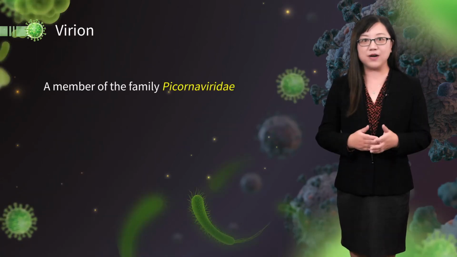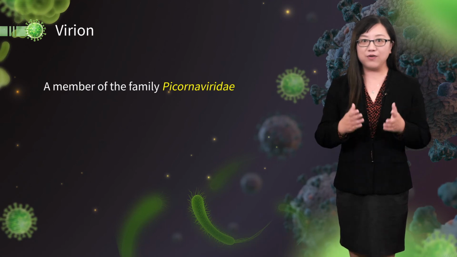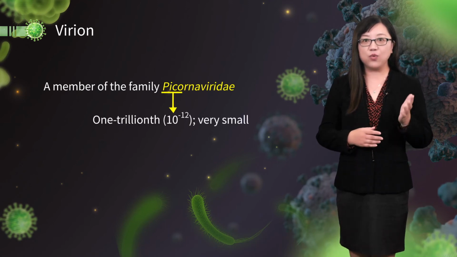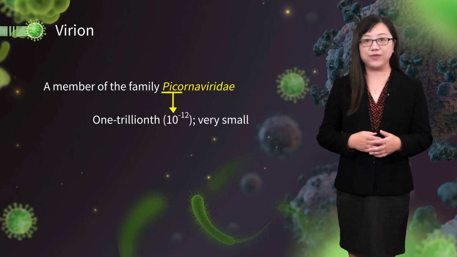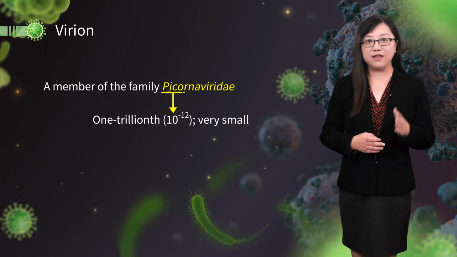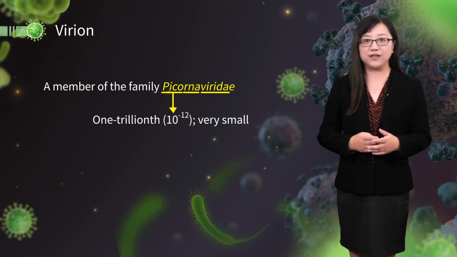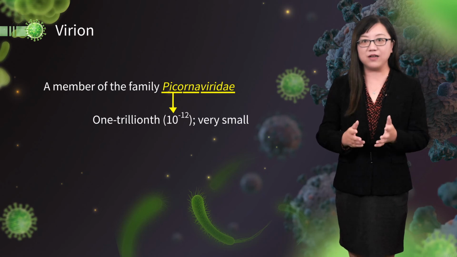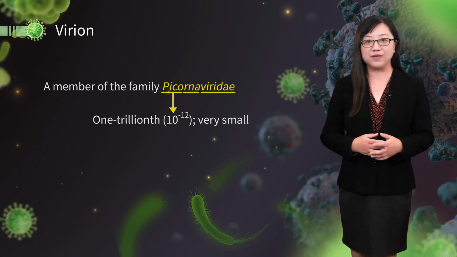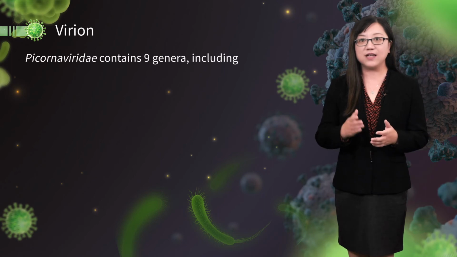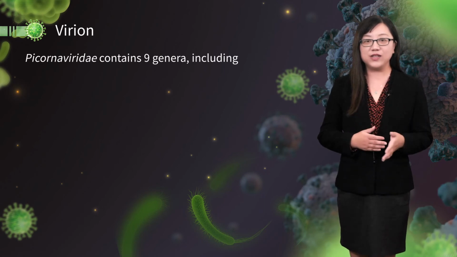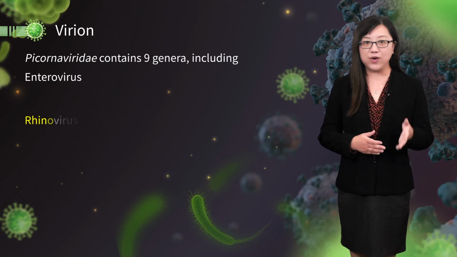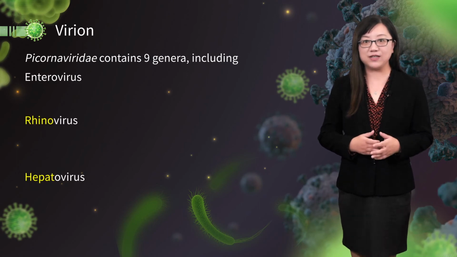Enterovirus is a member of the family Picornaviridae. Pico means one trillionth, 10 to the power of minus 12, very small. Then RNA refers to RNA virus. Viridae is the family name. It is a very small RNA virus family. Picornaviridae contains 9 genera, including Enterovirus, Rhinovirus, Hepatovirus, and so on.